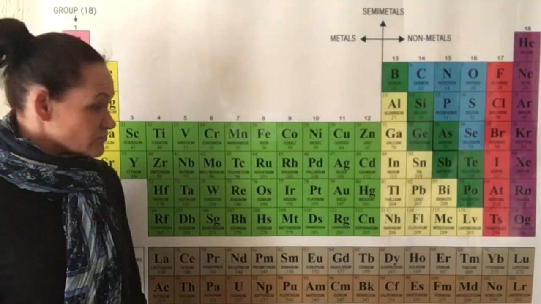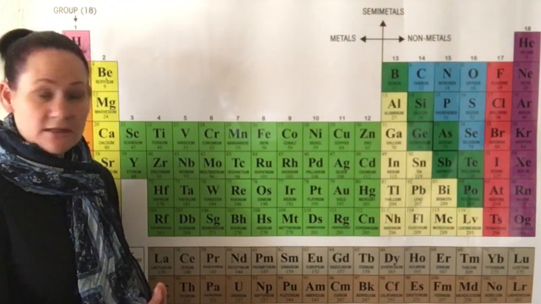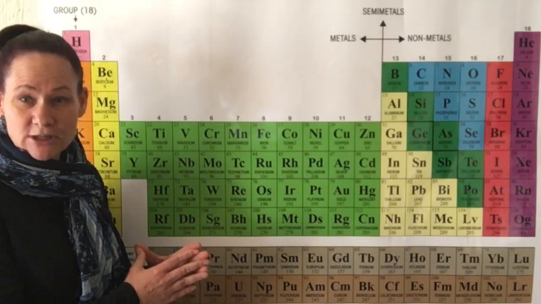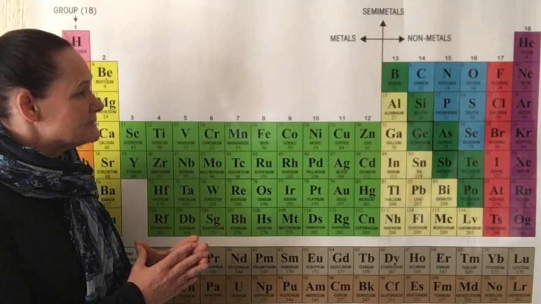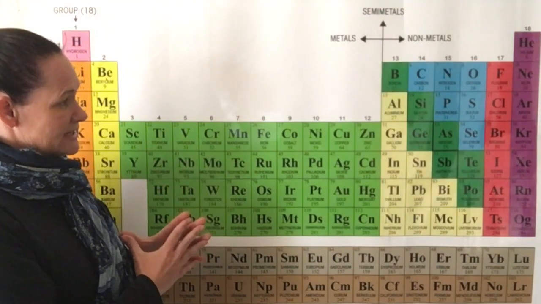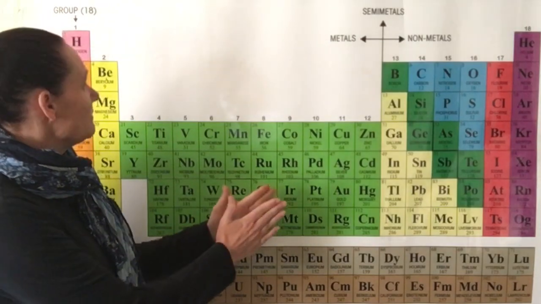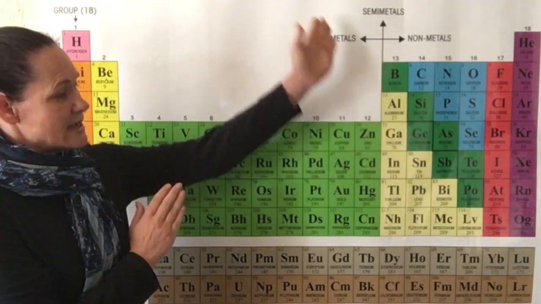So boys and girls, this is really not that difficult to read. Looks a bit daunting to start off with, but let me give you a little bit of an explanation. You'll understand a bit more what I'm talking about. Right, so in order to read the periodic table, you need to understand it is split into three main parts: metals, non-metals, and semi-metals.